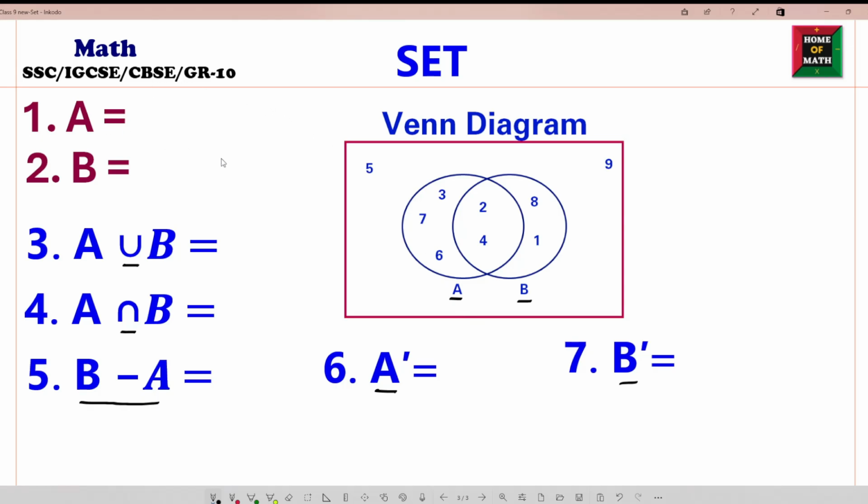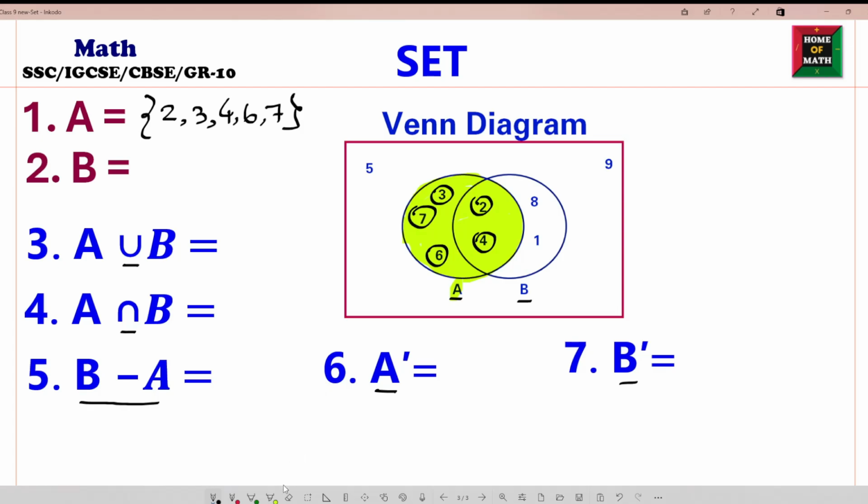First, A. Here is the diagram. This is A. Inside A, here are some numbers. Okay, the green part is A. So we can write here A set is 2, 3, 4, 6, 7, right?